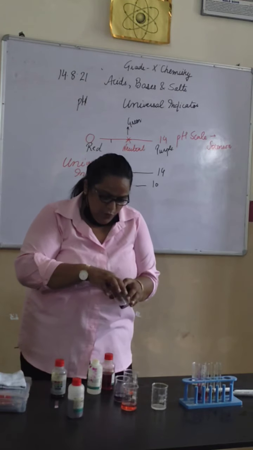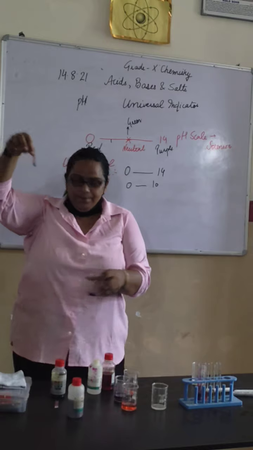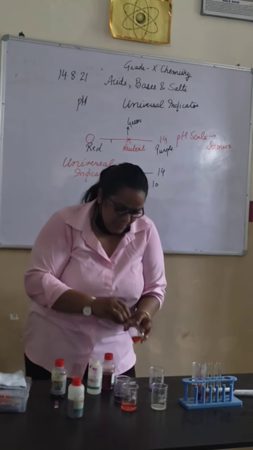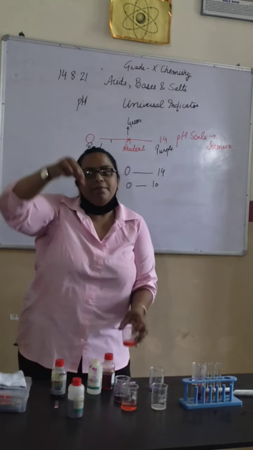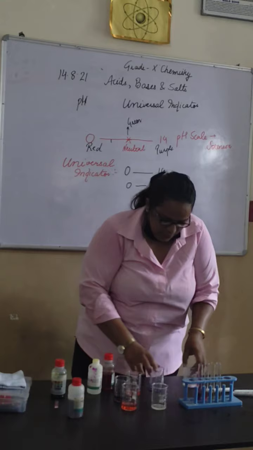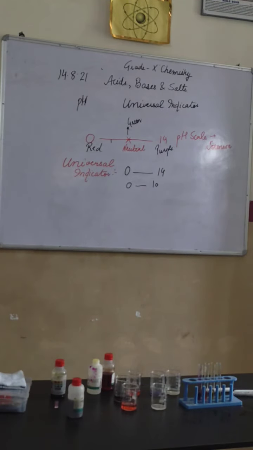Fine. Next, if I take red litmus paper, it will turn blue in base. Very clearly visible. Yes. And in acid, it will remain red. Fine. So these are some of the chemicals which are used to differentiate between acids and bases.